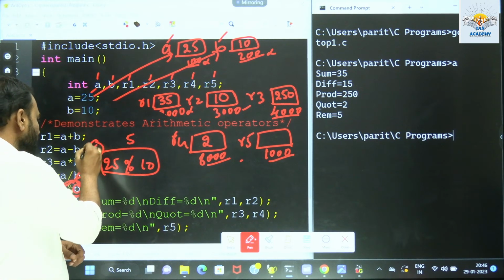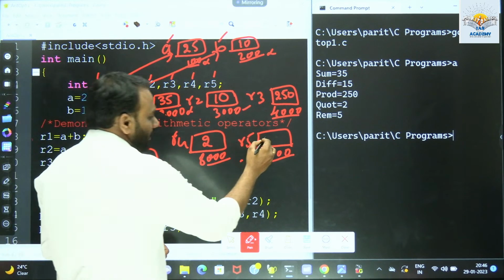So where will this 5 get stored? This 5 will be stored in R5. So 5 will be stored in R5.